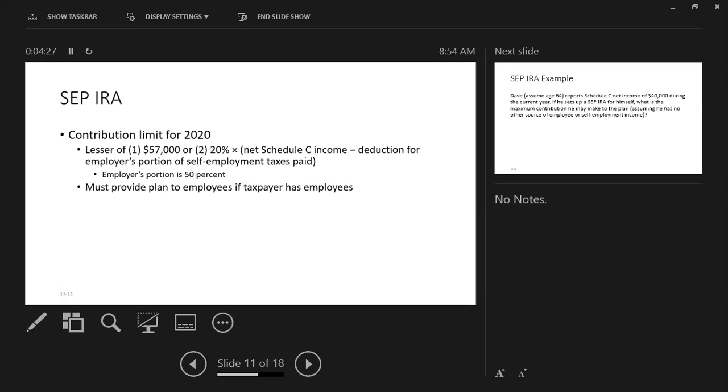They can make annual contributions for themselves up to the lesser of $57,000 or 20% of their profit from their Schedule C minus that 1/2 deduction we take as a deduction for adjusted gross income for self-employment tax. If you have employees at your sole proprietorship, you must extend this plan to them as well.